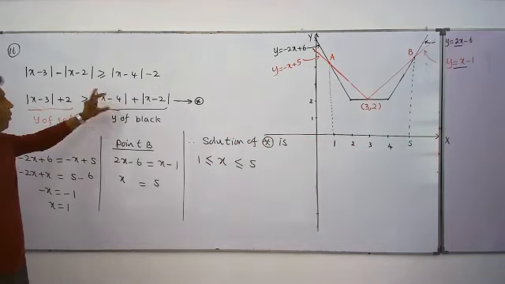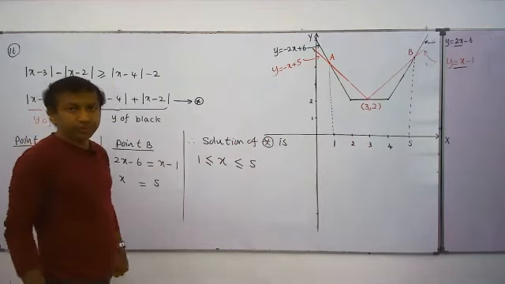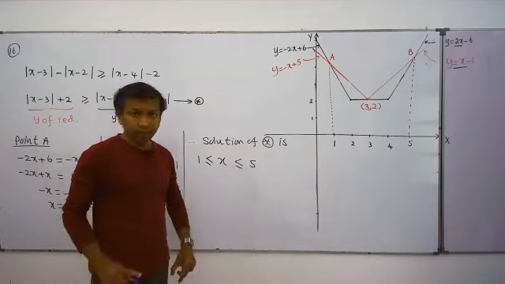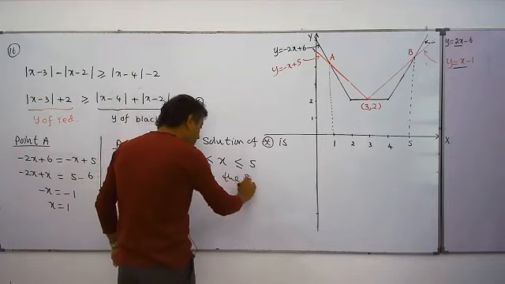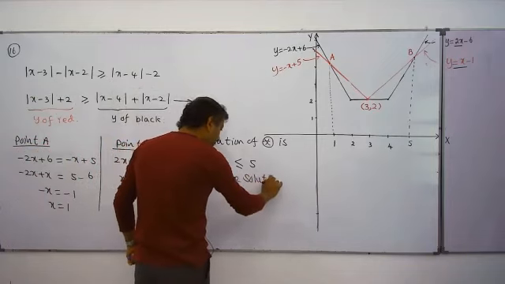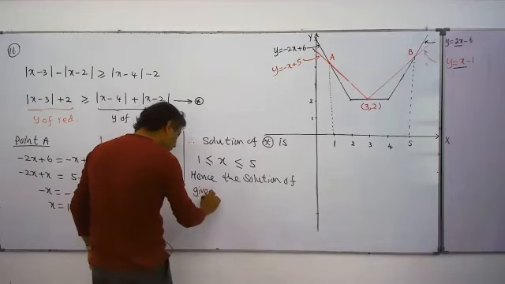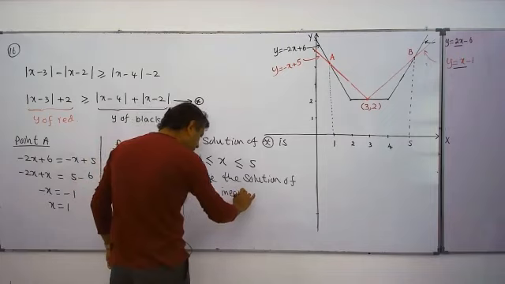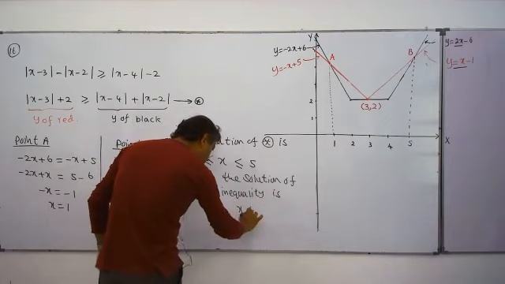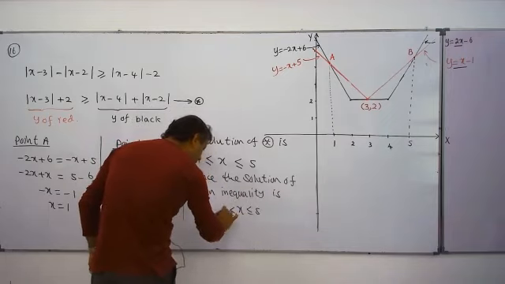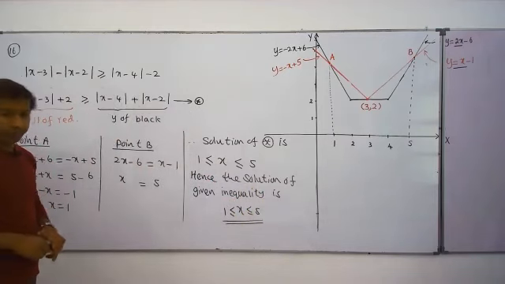But this means the given inequality, people. So therefore, the solution for the given inequality is this. Hence, I can write, hence, the solution of the given inequality is x greater than or equal to 1, less than or equal to 5. This is how, people, we take that answer.